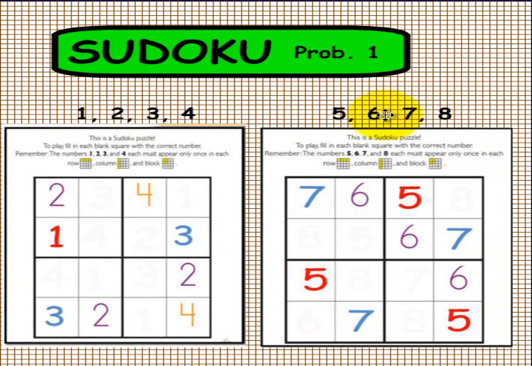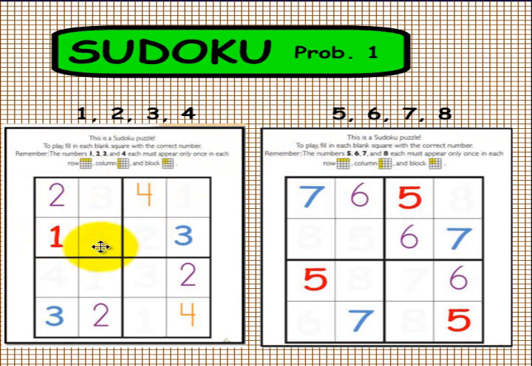Problem 1. You'll notice that we have a Sudoku page here on the left and one on the right. The left one is going to be using numbers 1, 2, 3, and 4, and the one on the right is 5, 6, 7, and 8. What you may do is have one student do both, or have one student do the one on the left and have a second one come up and complete the one on the right. What you must do is find the missing numbers.